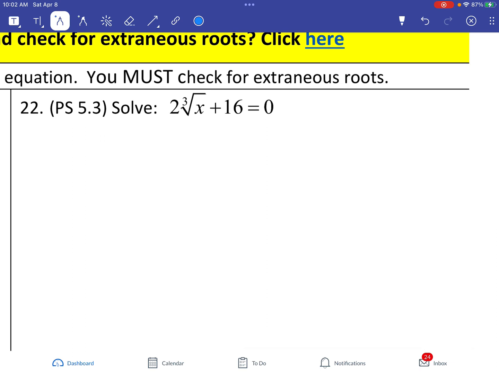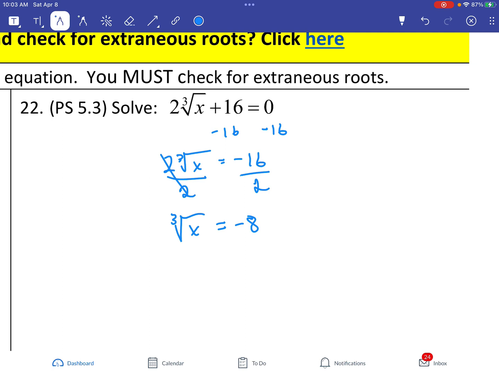Here, I got to get the radical sign by itself first, and the first thing I have to do is subtract 16. Okay, so I'll get 2 cube root of x equals negative 16. I'm going to divide both sides by 2 so I can get the cube root by itself. So the cube root of x equals negative 8.